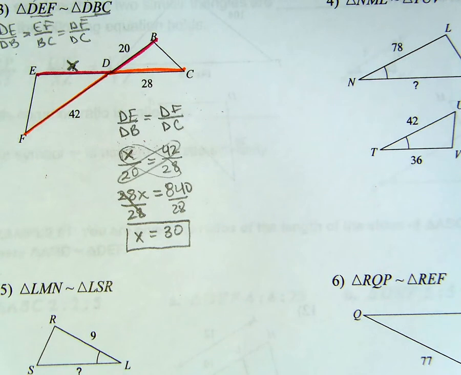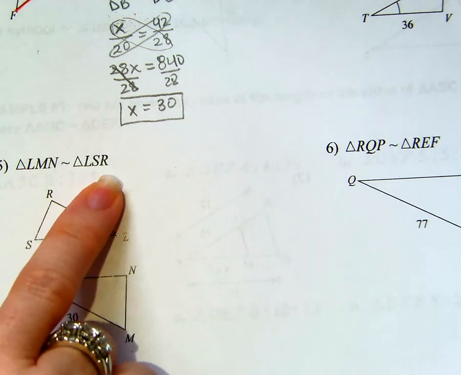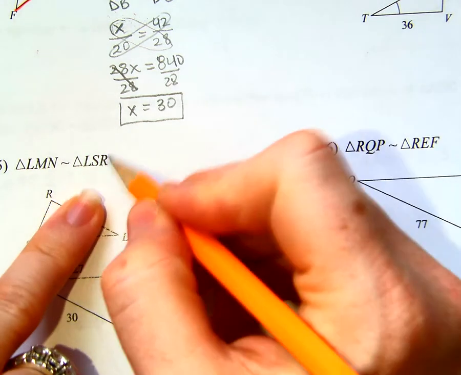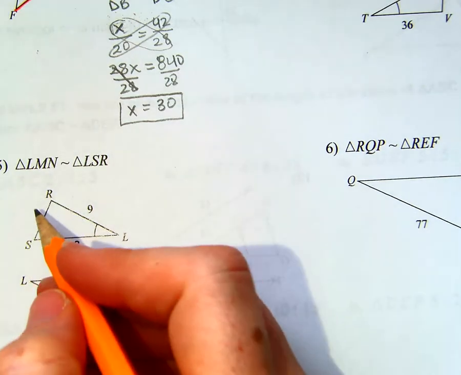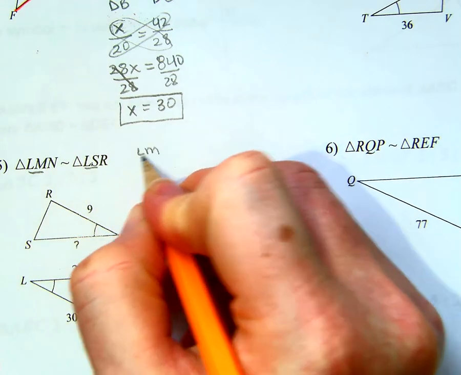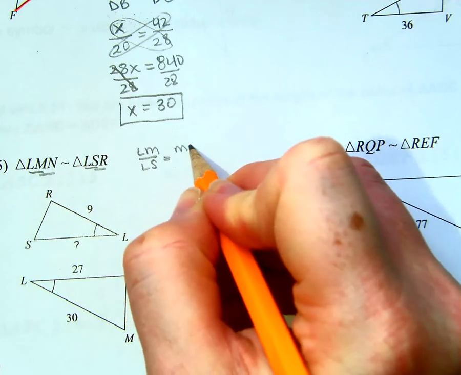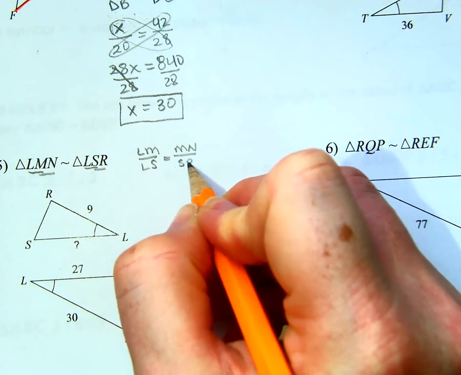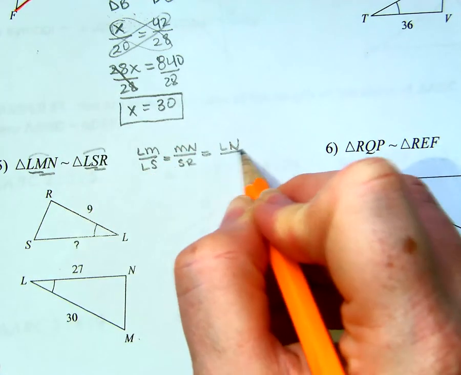All right. Let's look at number 5. So triangle LMN is similar to LSR. So this allows me to set up my proportional relationship. So we would say LM is to LS, as MN is to SR, as LN is to LR.